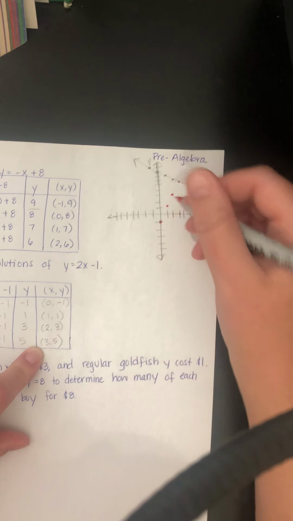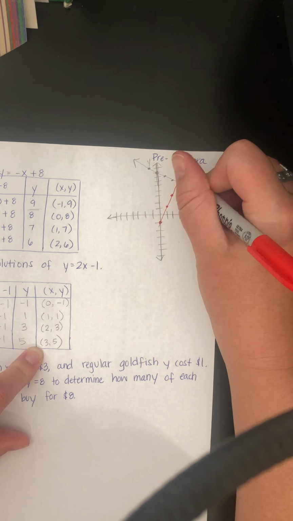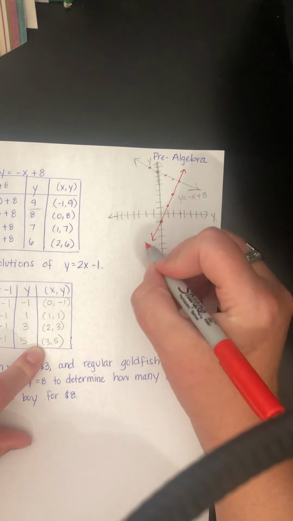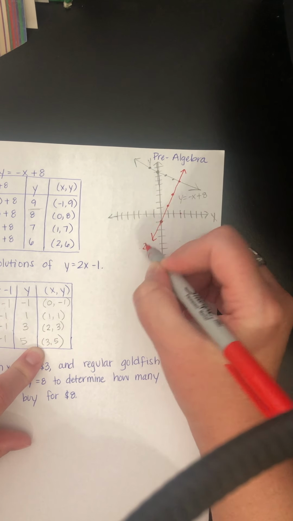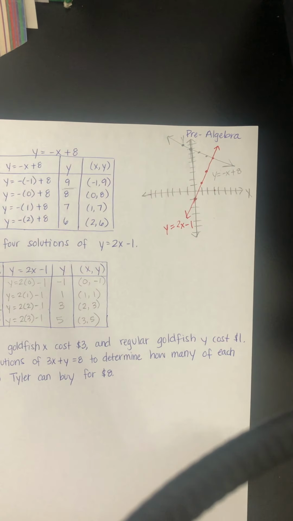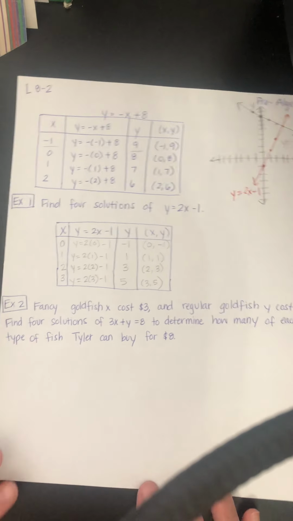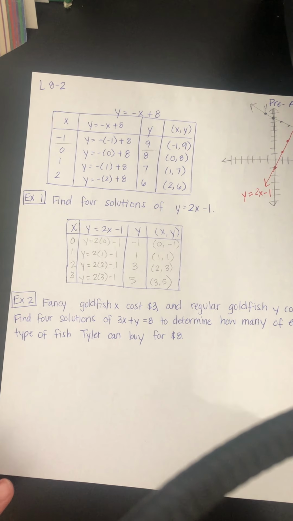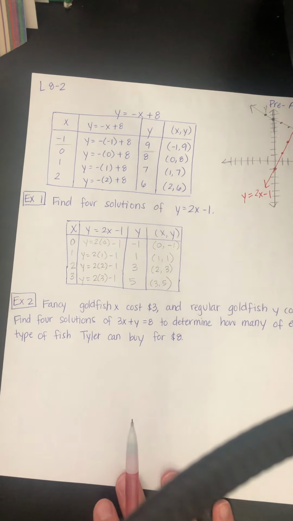5. Okay, this line right here is y equals 2x minus 1. That's that line. They don't ask you to graph it, but I do want you to be able to see what we're doing. We are figuring out how to graph this. That's eventually what you'll be doing.